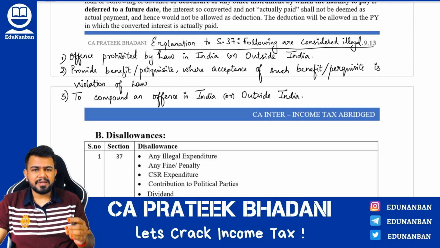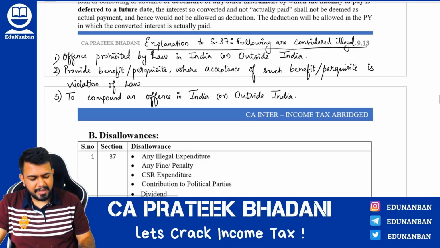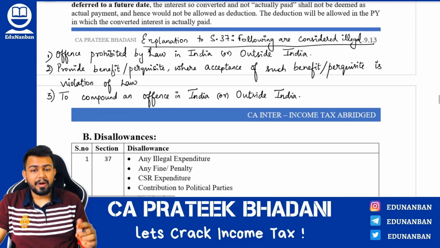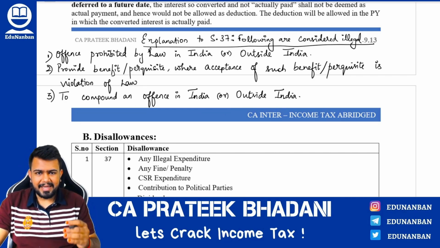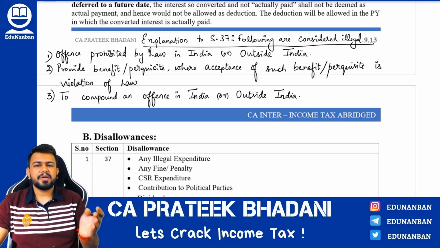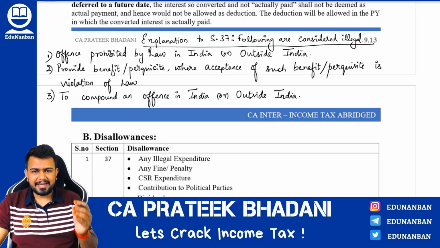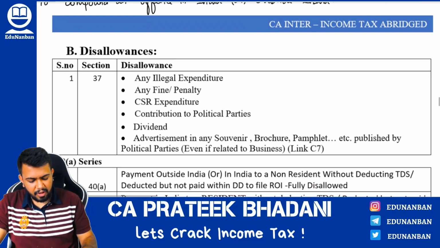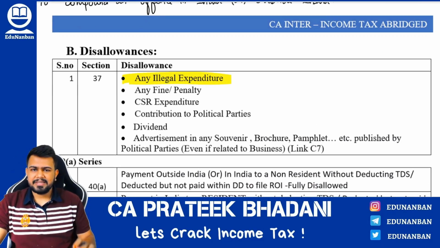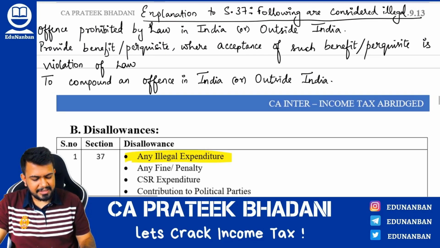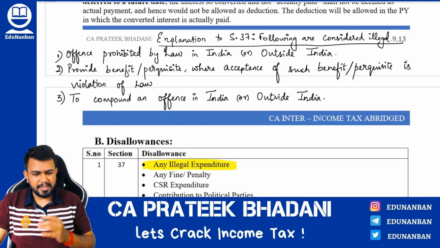In section number 37, now an explanation is added. What is section number 37? It is the general deduction. That is, if any amount is spent for the purpose of business or profession, then that amount will be allowed as an expense. In that, I had taught you that any illegal expenditure will not be allowed as deduction. But now an explanation has been added.